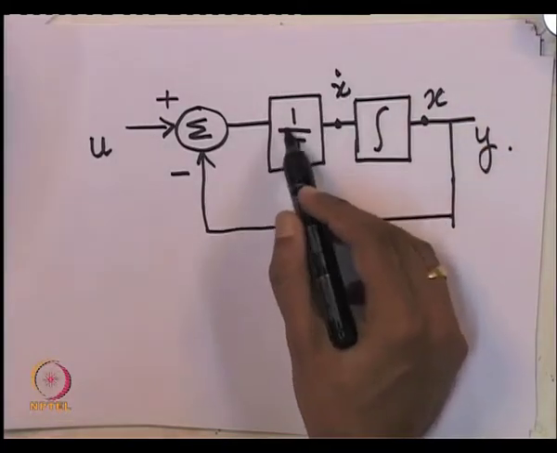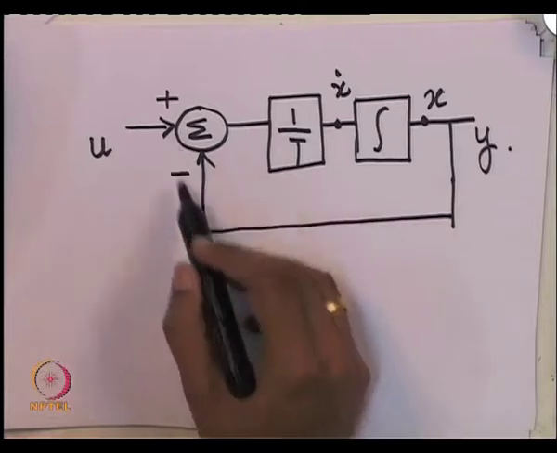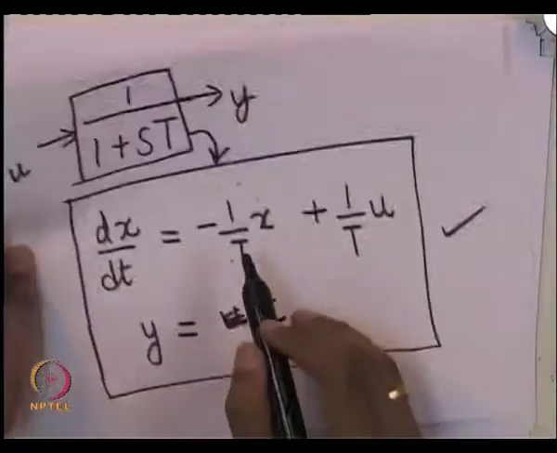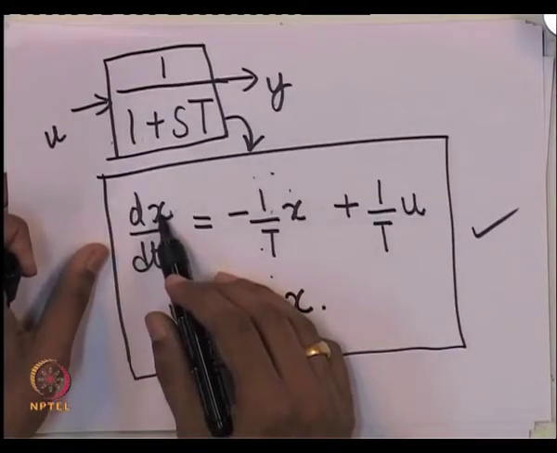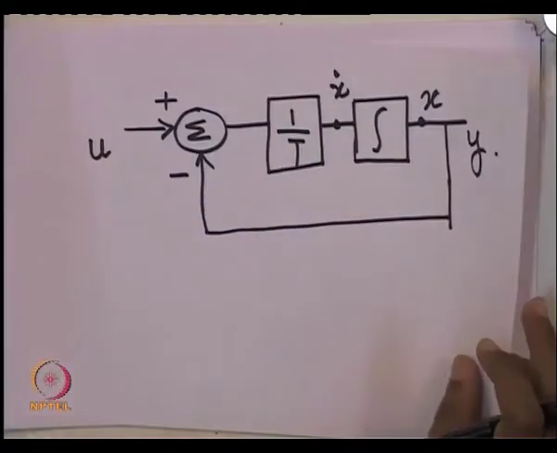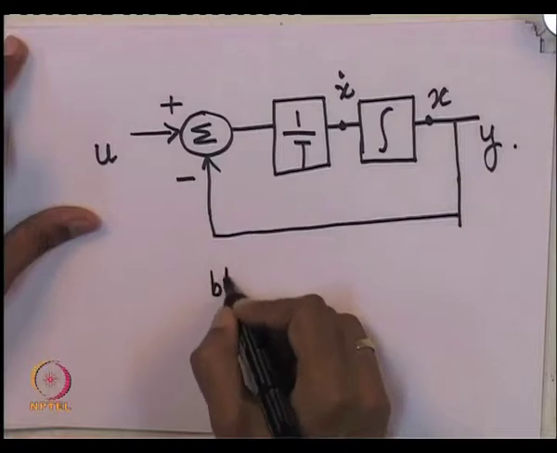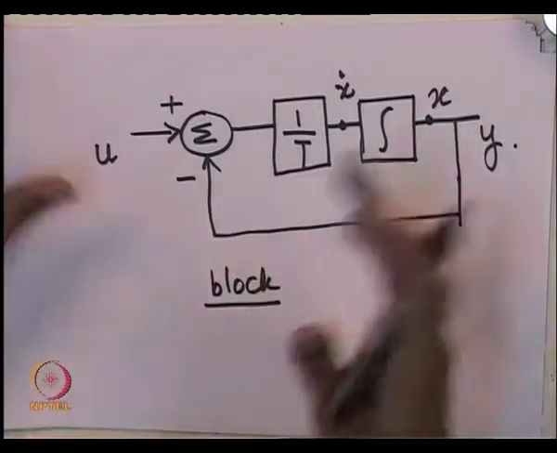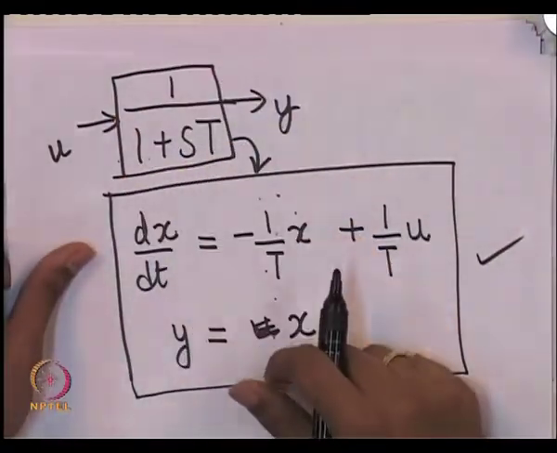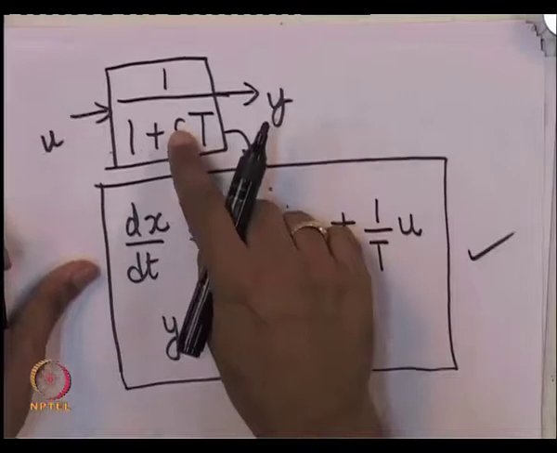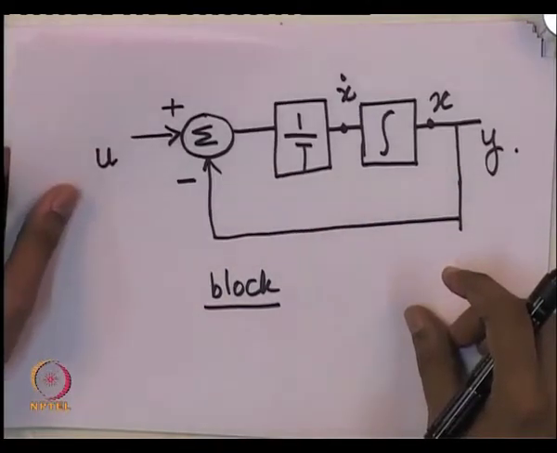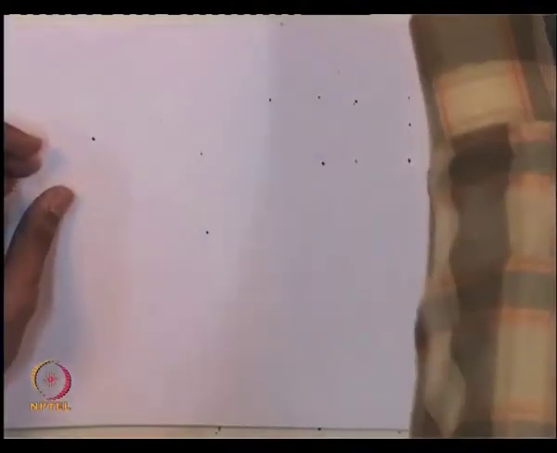x dot is equal to 1 upon t times u minus x. So, this is exactly what this says, that is dx by dt is equal to u minus x divided by t. Okay. So, this is effectively a block diagrammatic expansion, you can say, of this transfer function. Remember this. Okay.